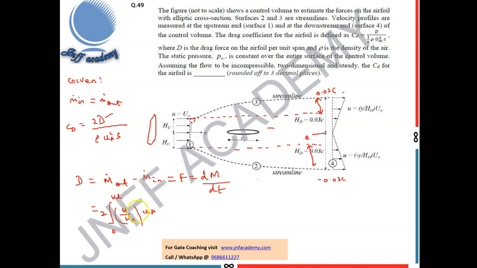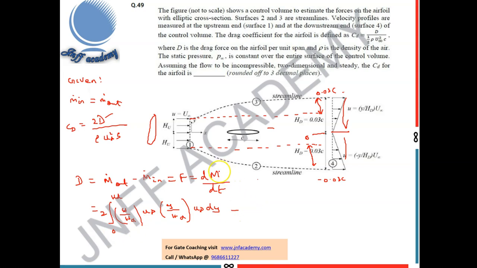But since it is the same profile, we can just multiply by 2. Mathematically we know that if you know the momentum up to this point, it is the same on the bottom side also. I'm just multiplying by 2, that's it. This is momentum out. But this is not just momentum out, it is into velocity, because what is the formula for momentum? U square. So y by ht into u infinity into dy.